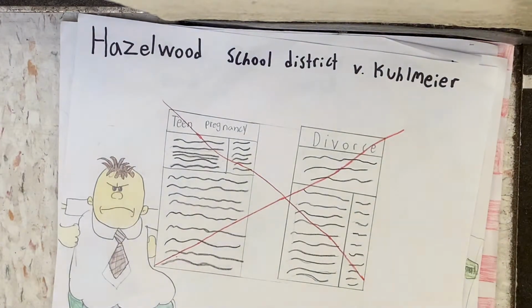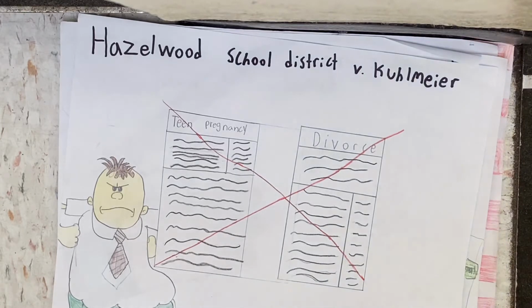Third case, Hazelwood School District v. Kuhlmeier, 1988. This case started when the editor of a school newspaper, Cathy Kuhlmeier, and two other reporters sued the school for violating their freedom of speech. One of the legal issues was if the First Amendment protected school-sponsored news articles from censorship of school administrators. The school did pay for the printing and the academic advisor's salary, so they felt that they had the right to reject an article on teen pregnancy and divorce.